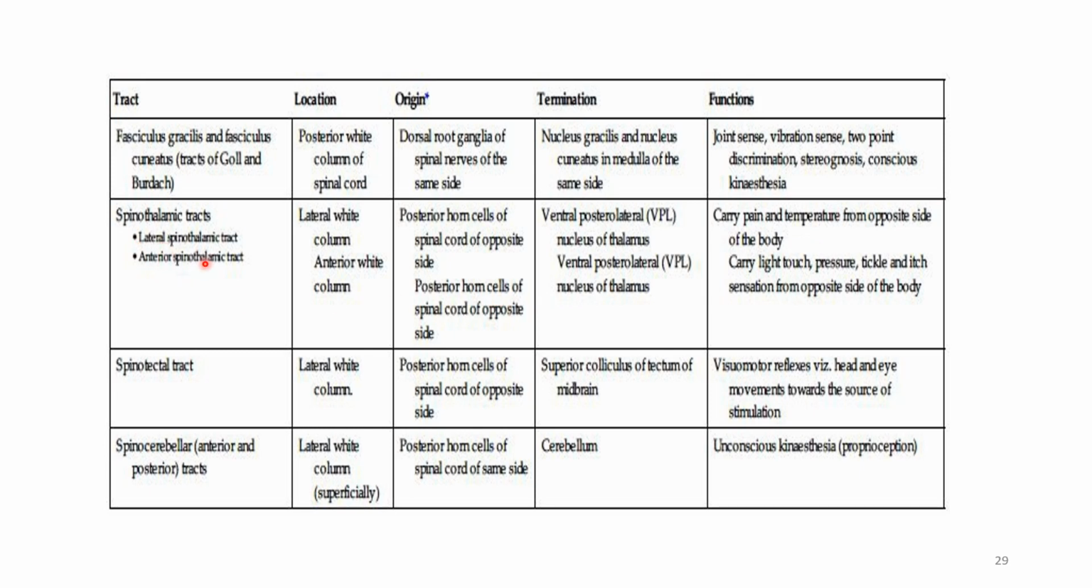Whereas spinothalamic tracts, we have lateral and anterior. The lateral is located in the lateral white column. Anterior is located in the anterior white column. The origin is posterior horn cells of the spinal cord of the opposite side. Then it will terminate in the VPL nucleus. It carries pain and temperature from the opposite side of the body, mainly the lateral spinothalamic tract. The anterior spinothalamic tract will carry light touch, pressure, tickle, itch sensations from the opposite side of the body.